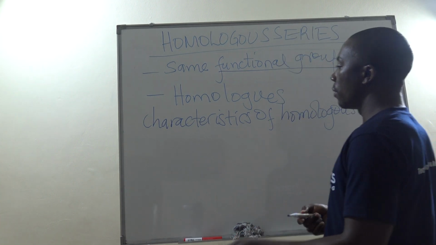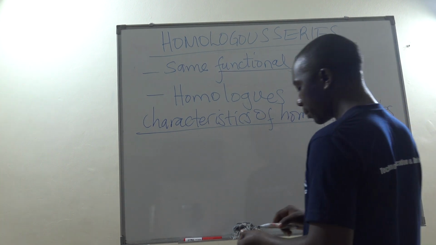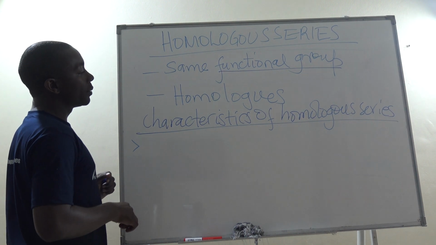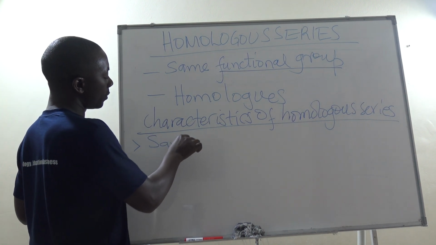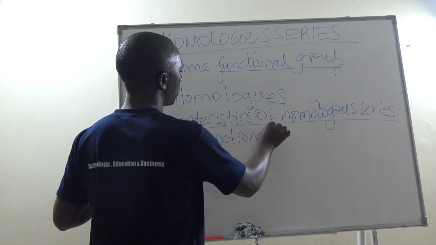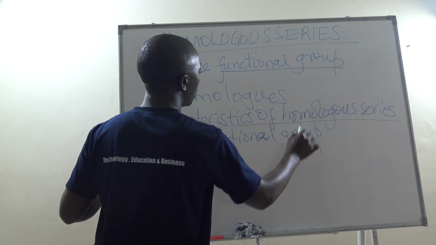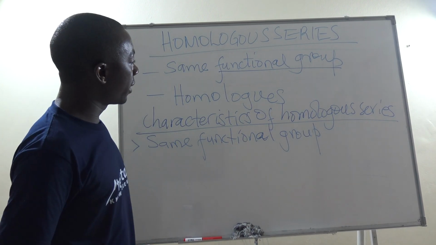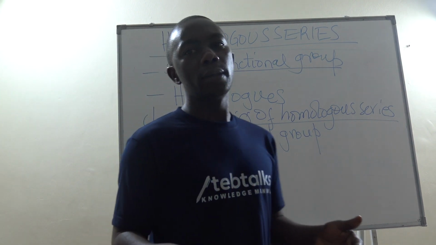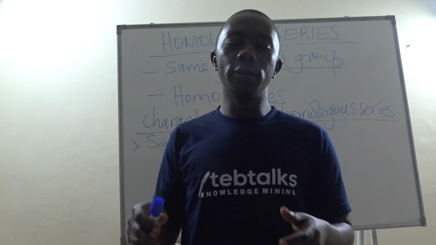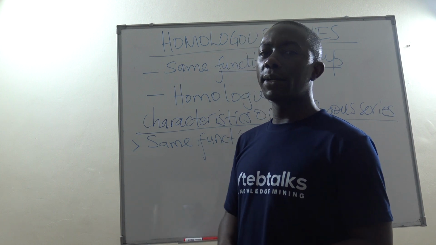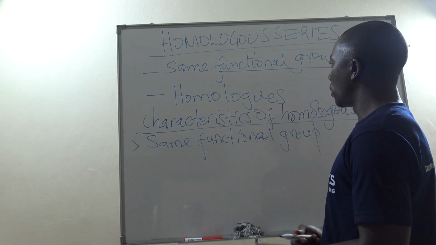Characteristics of homologous series. Now, I think it is quite easy to understand that if they are homologous series, then they must have the same functional group. You can't be a homologous series with different functional groups. Take an example, if you are alkanes, all of you should be alkanes. If you are men, all of you should be men, because men have the same functional group. We cannot categorize men with women, because they have different functional groups.